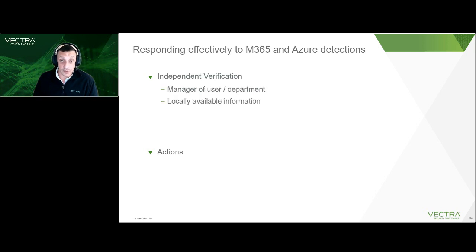For example, we can speak to the manager of the user or the account, or alternatively, we can speak to a department head. They will likely know why the detected activity has occurred. For example, has the user gone on holiday? Or have they moved department, and the activity observed is new for this user? Or alternatively, we can seek locally available information. This can be from security teams, maybe from HR, or we may have a local policy document.